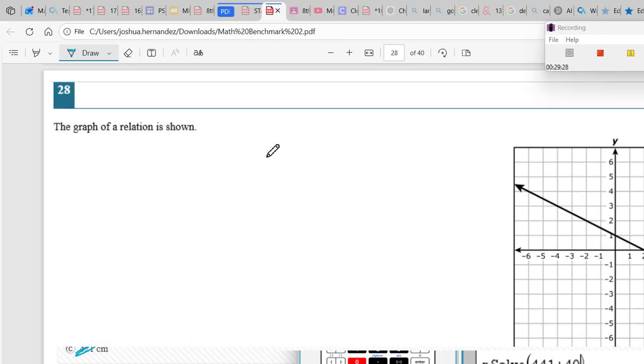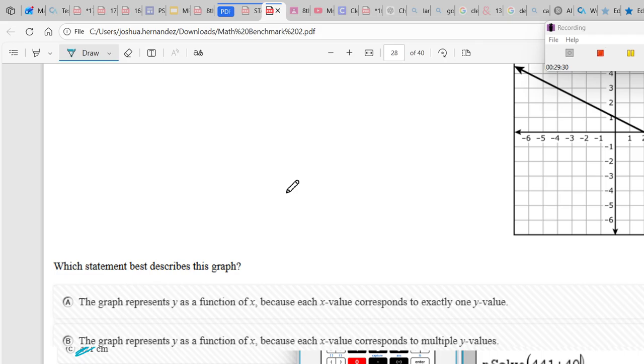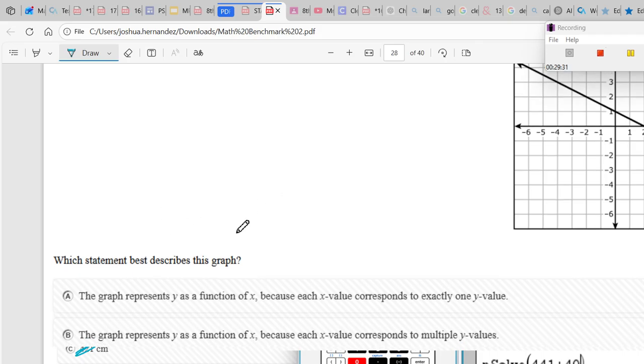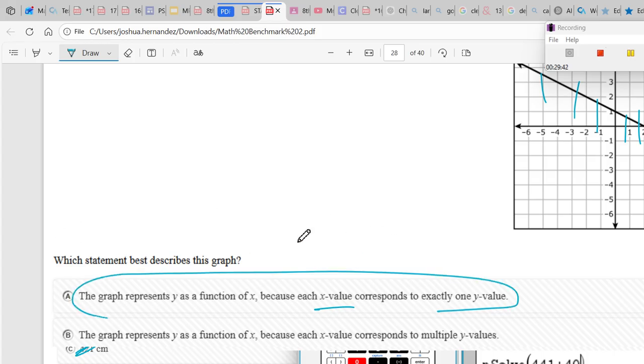This one should be what? Okay, what's it asking? Is it a function or not a function? Now, this is a function. Draw a vertical line and cross it at once. Okay? So it is a function because x was exactly 1. Perfect. A is your answer.